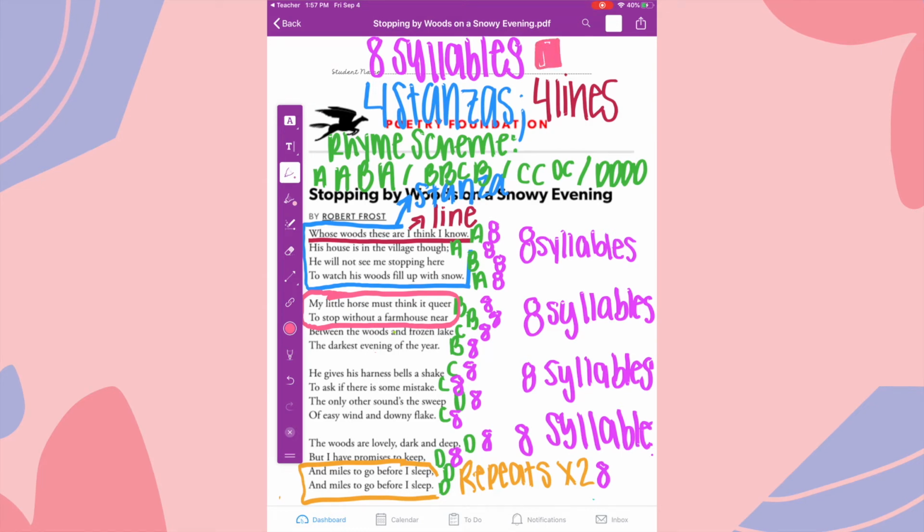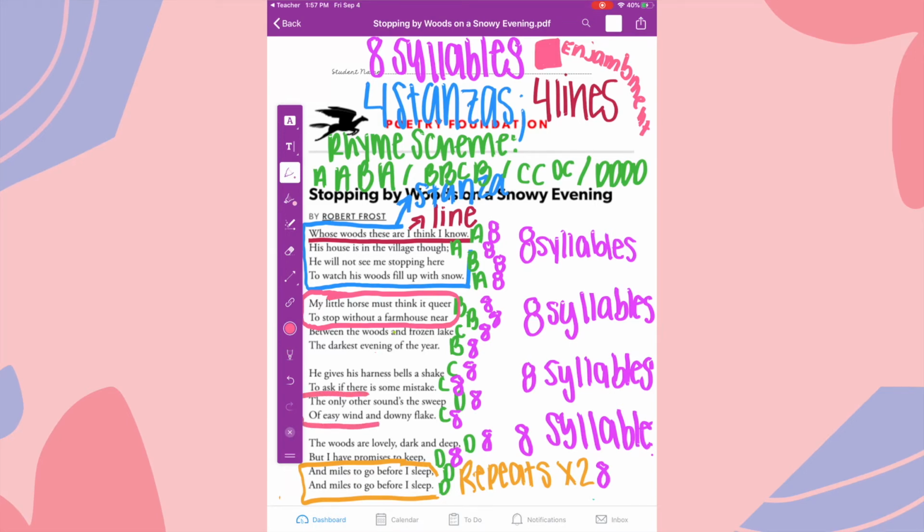So I'm gonna color code mine with a square over here because I can't fit that in there. Enjambment, E-N-J-A-M-B-M-E-N-T. Enjambment, flowing from one line into the next. Let's see some other examples.